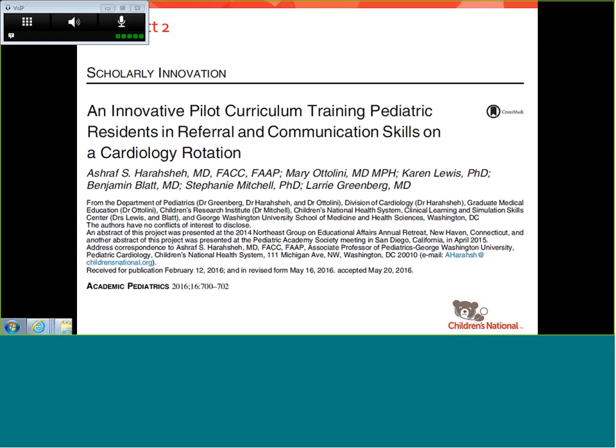So at Children's National, we developed a curriculum to teach residents the communication skills surrounding subspecialty referral during the cardiology rotation. Now, this curriculum focused on two things. It focused on identifying those who need to be seen, and it also focused on what skills you as a pediatrician need to have to make sure that the family follows up with the recommendation for referral and at the same time address the anxiety and the underlying issues with parents who did not feel that a referral is needed.